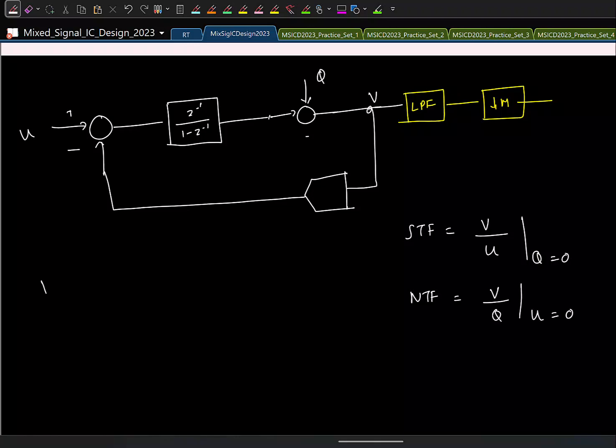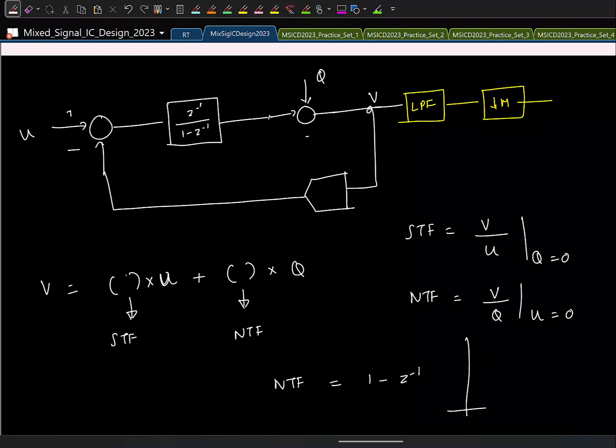Basically, if I find the output, I will have something multiplying the input plus something multiplying the quantization noise. The thing that multiplies the input is the STF. The thing that multiplies the quantization noise is the NTF, that's all. And this is a first order modulator, and what is the NTF we get? The quantization noise is filtered by 1 minus the inverse. So basically that gives us some reduction in the quantization noise.